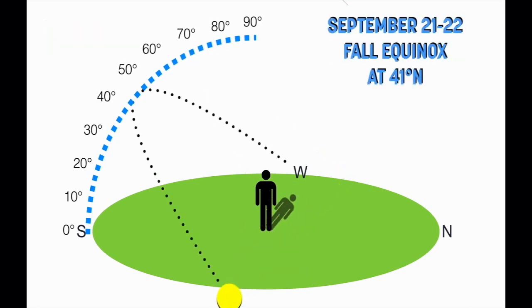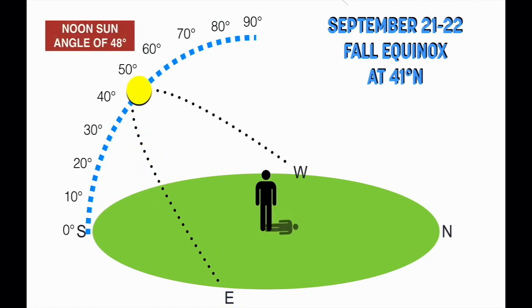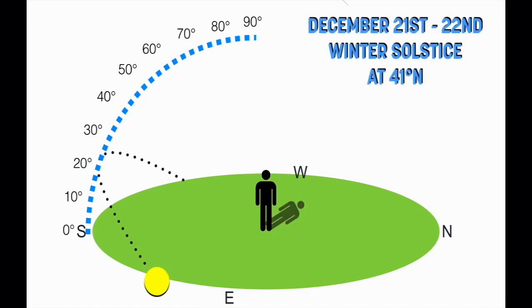This is a repeat of before. The March 21st, 22nd spring equinox is the same as the fall equinox, so everything that I'm showing you here is a repeat. Okay, and then finally, our winter solstice. Our shadow is much longer for this sunrise because the sun's much lower than it normally is.